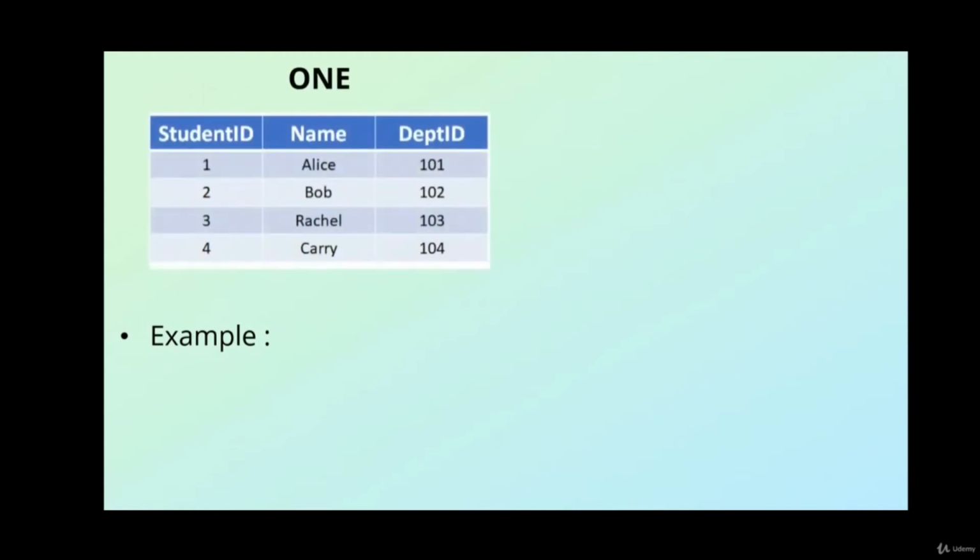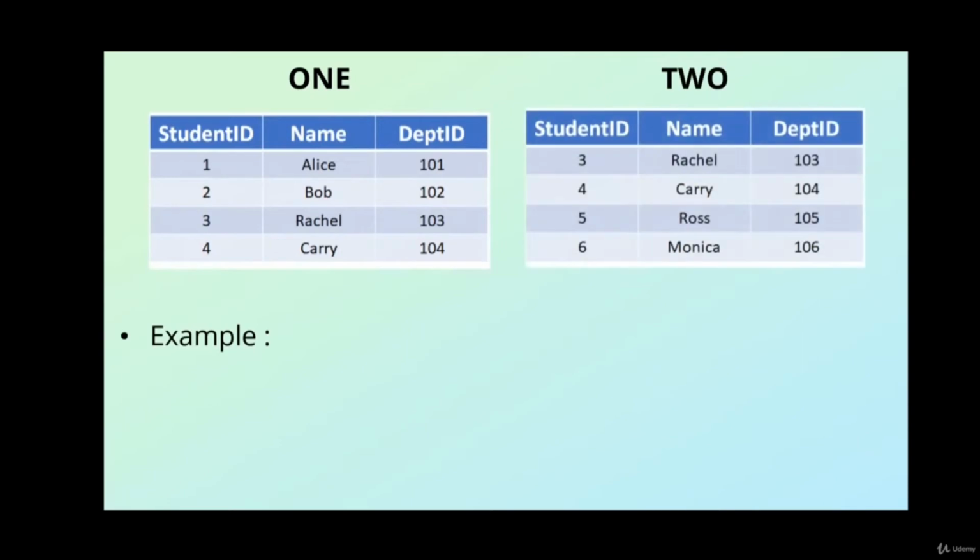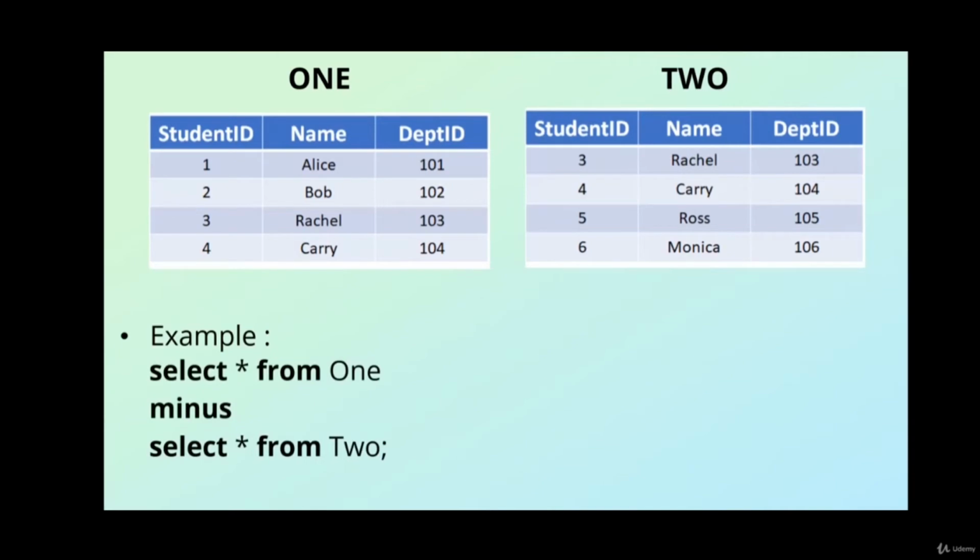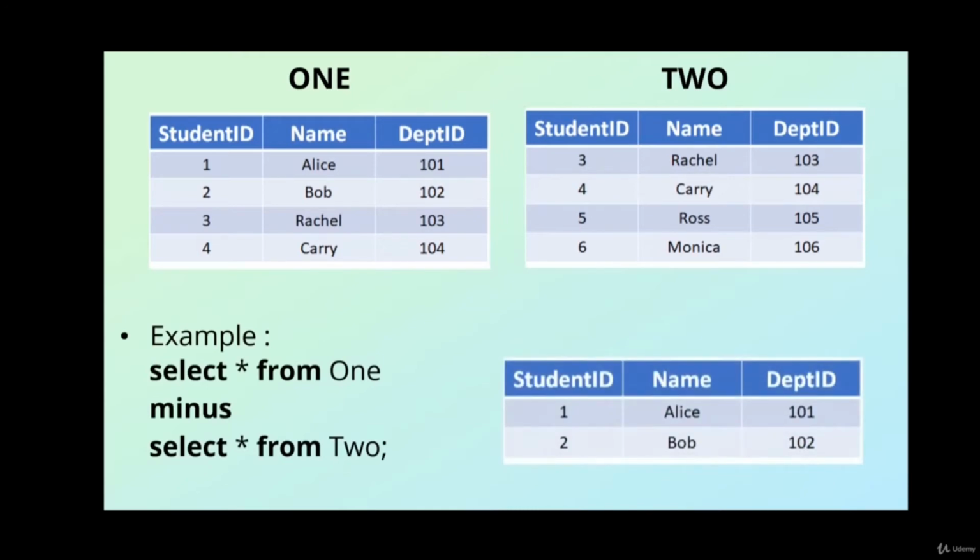For example, in these two tables, table 1 and table 2, if we apply the minus operation, that is table 1 minus table 2, then it will return all those rows that are present in table 1 but not in table 2. The query for the same will be select star from table 1 minus select star from table 2. In this case, the rows with student ID 1 and 2 will be returned as they are not present in the second table. So these are the set operations present in SQL.